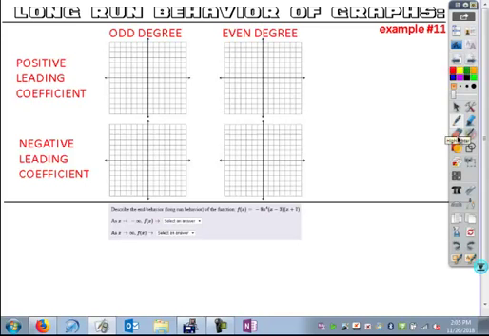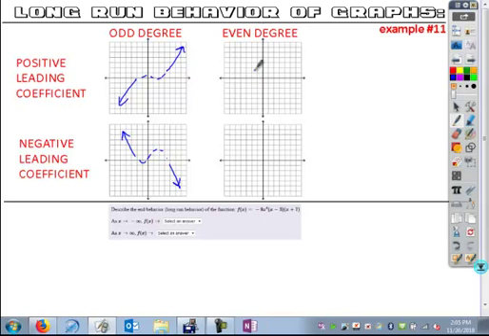As a reminder right here, if you have an odd degree with a positive leading coefficient, the graph is going to, again, I don't know what's happening in between, but it's going to go up and to the right, down and to the left. If you have an odd degree with a negative leading coefficient, you're going to go up and to the left, down and to the right.